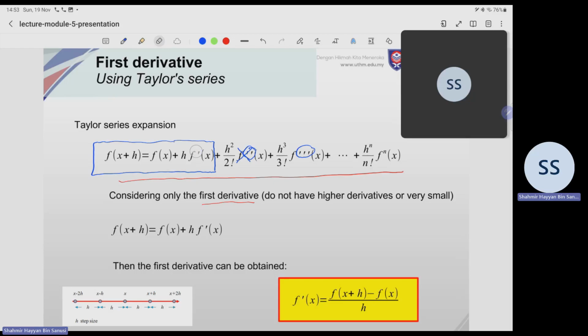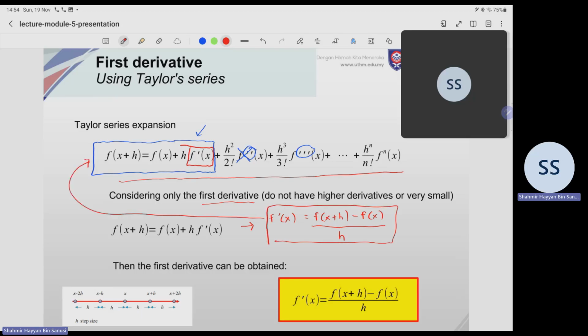So from Taylor series, in order for us to obtain f prime x, basically f of x plus h is equal to f of x plus h f prime x. What we want to find is f prime x, so we arrange this equation: f prime x is equal to f of x plus h minus f of x, over h. Where did I get this equation? From this equation, we wanted to find f prime x. Why f prime x? Because f prime x is our first order derivative.